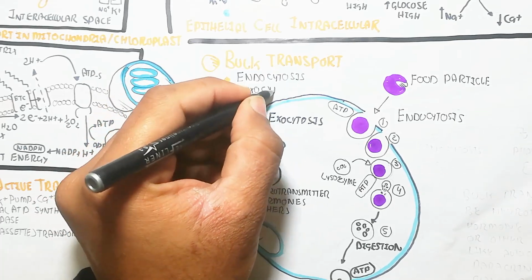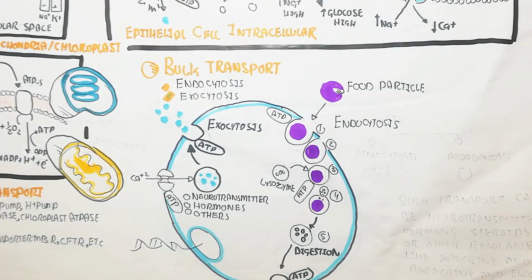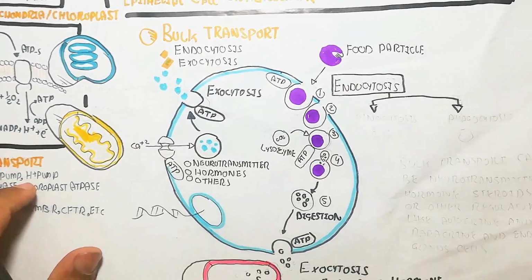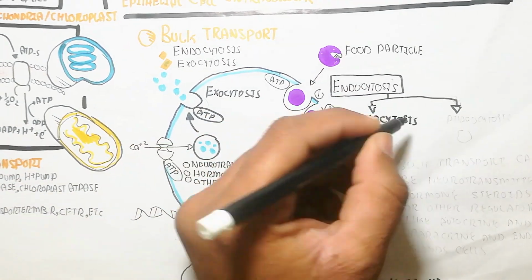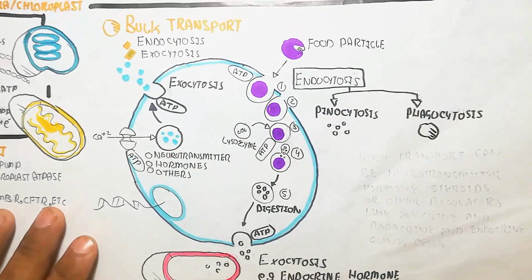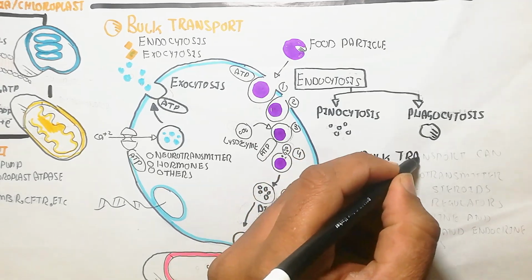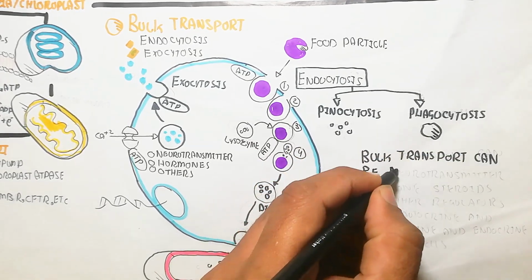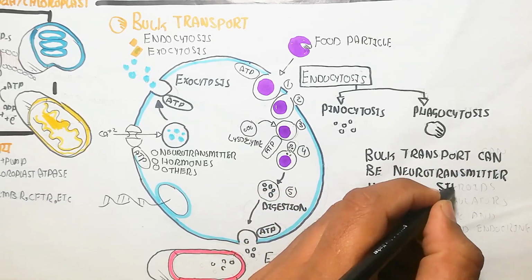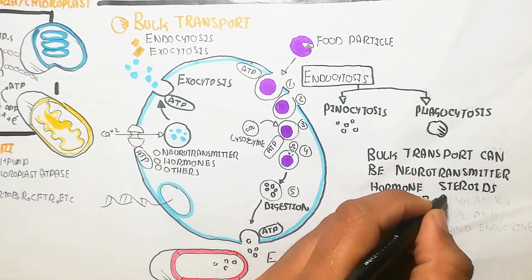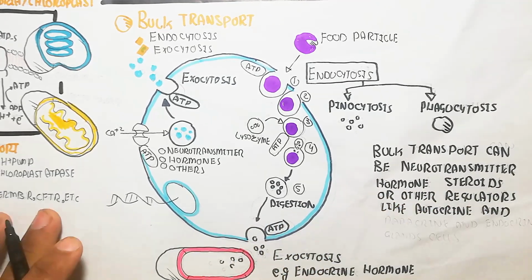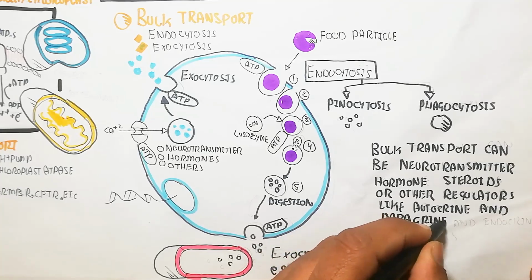So bulk transport can be divided into two types, endocytosis and exocytosis. Endocytosis contains pinocytosis and phagocytosis. Pinocytosis is when liquid particles move into the cell, while phagocytosis is for solid particles. Bulk transport can involve neurotransmitters, hormones, steroids, or other regulators like autocrine and paracrine, as well as endocrine glandular cells.